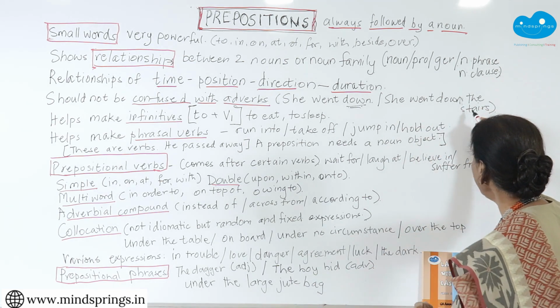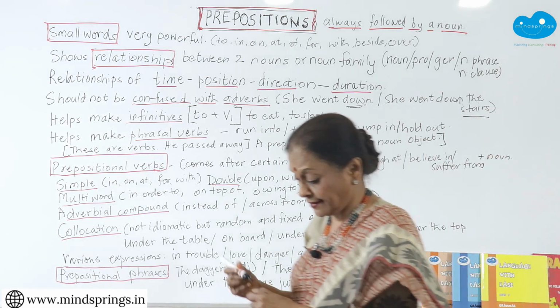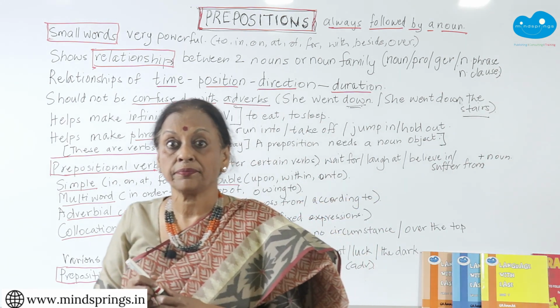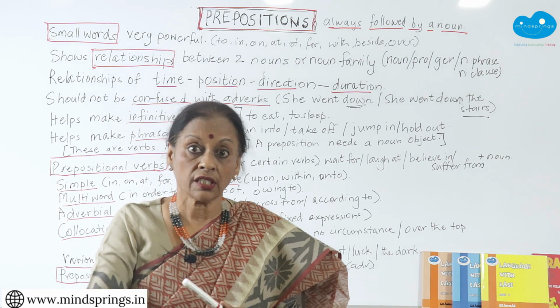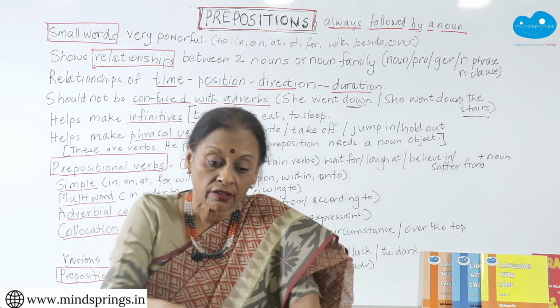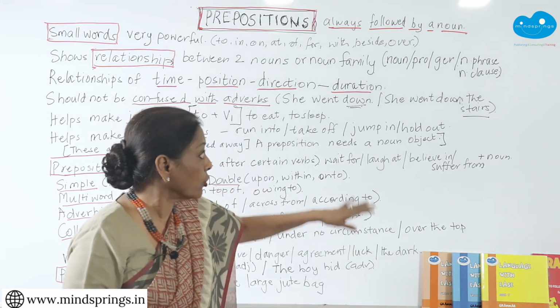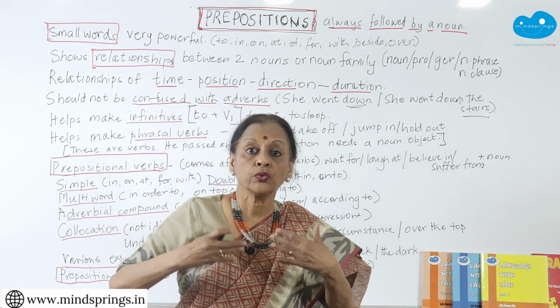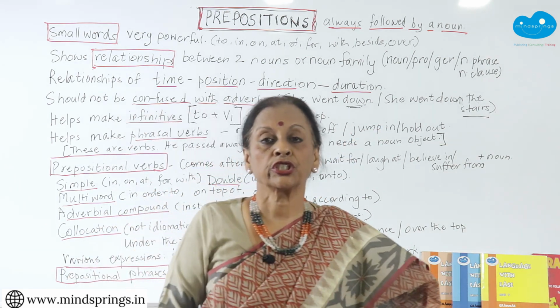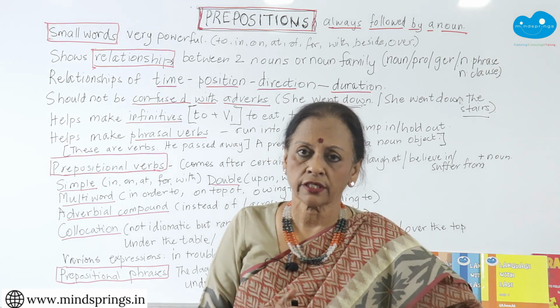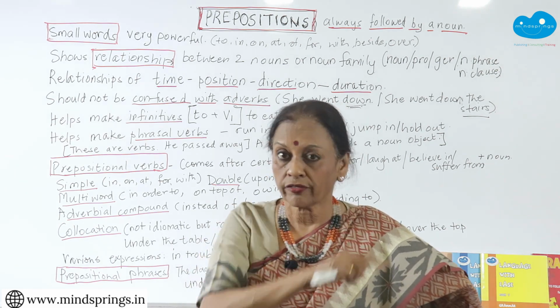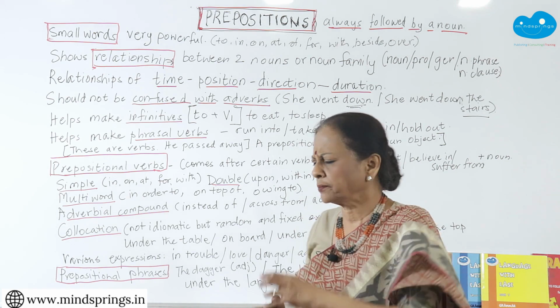But here, she went down the stairs. Now I have got a noun after it. She went down the stairs. Down what? Down the stairs. So, therefore, there that down shows you the direction in which she travelled, and therefore, it is a preposition. It has got a noun after it. This is what you need to remember.